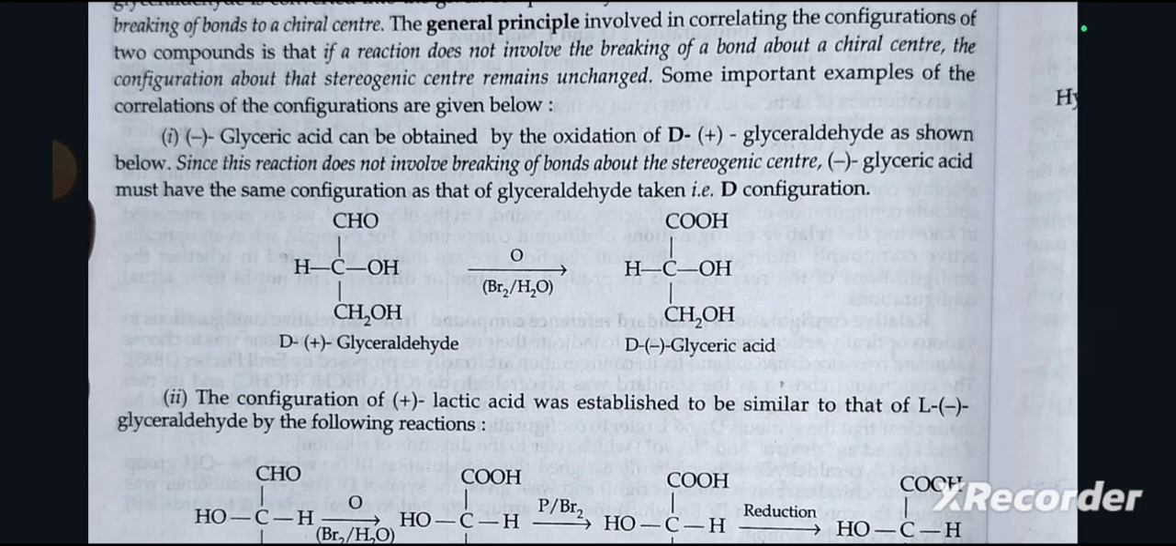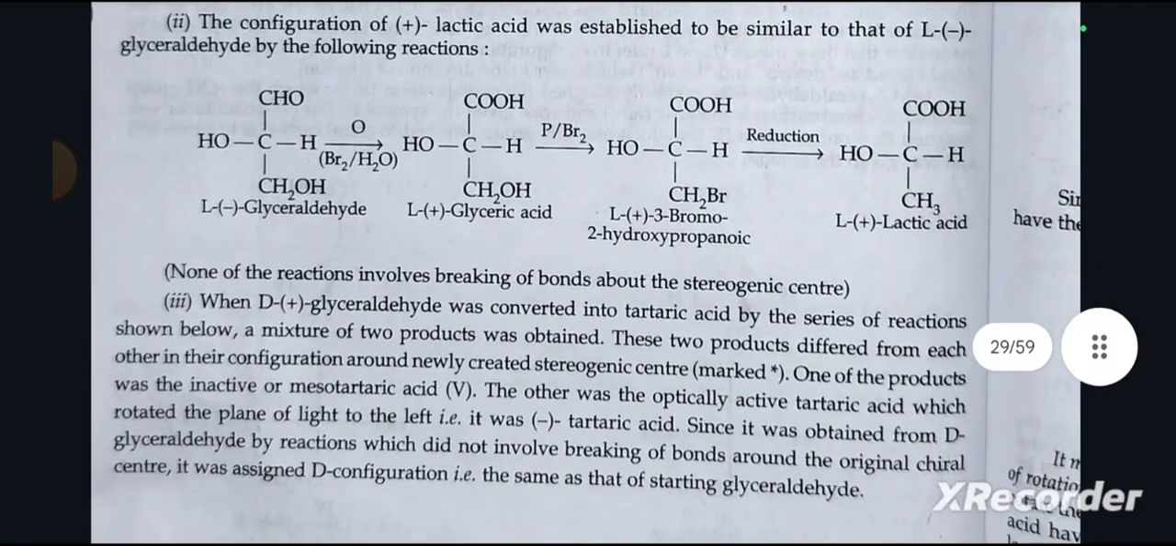First, minus glyceric acid can be obtained by the oxidation of D plus glyceraldehyde, as shown below. Since these reactions do not involve breaking of bonds about the stereogenic center, minus glyceric acid must have the same configuration as that of the glyceraldehyde taken, that is, D configuration. CHO, CHOH, CH2OH, D plus glyceraldehyde, in the presence of Br2 and H2O gives COOH, CHOH, CH2OH, D minus glyceric acid.